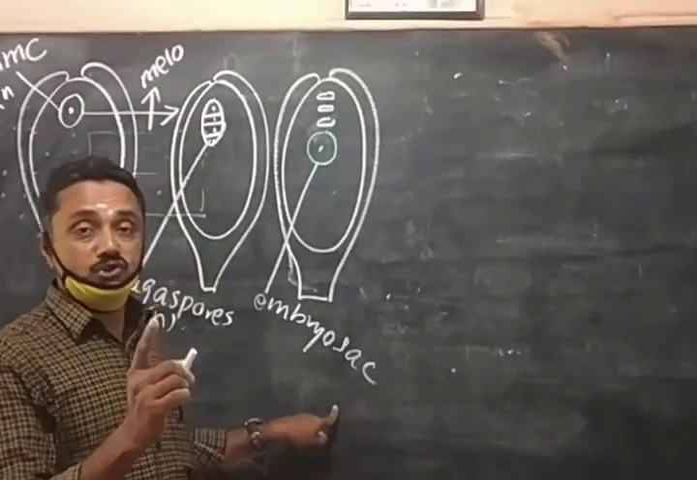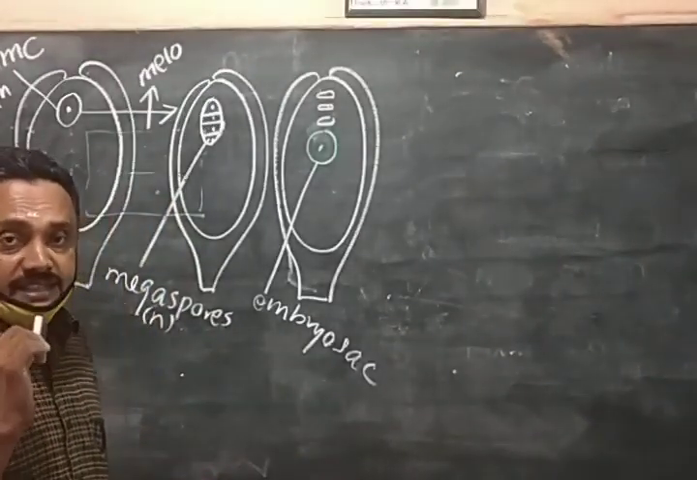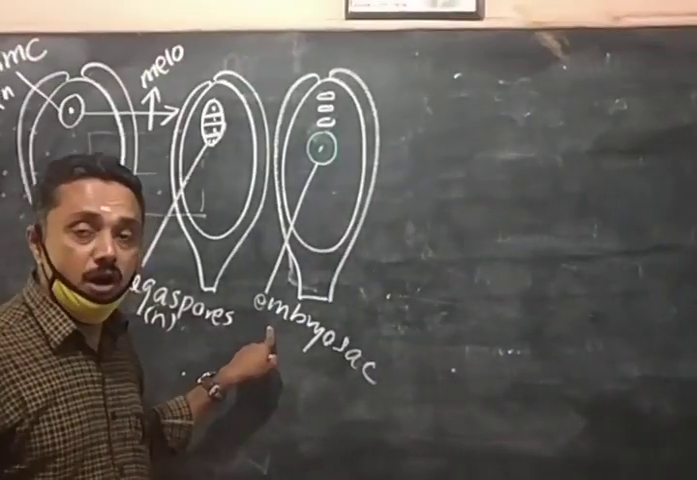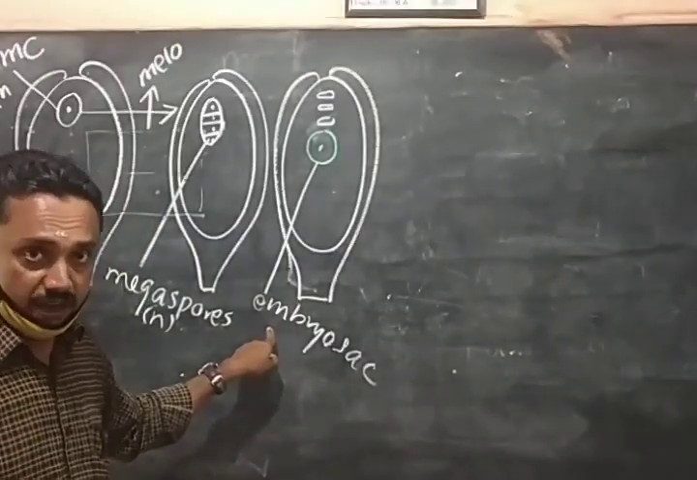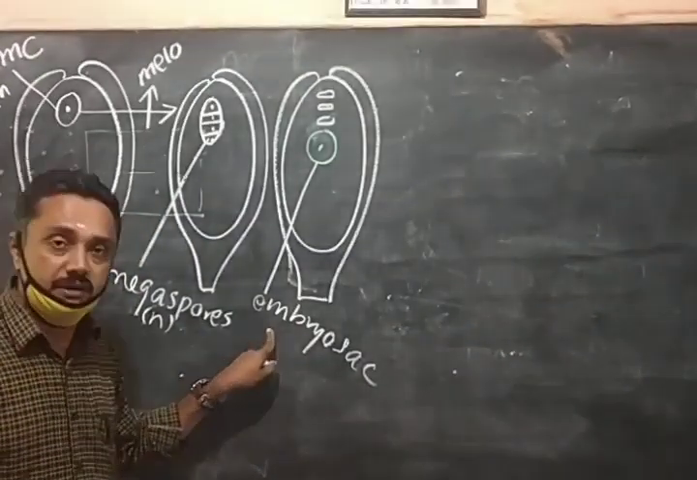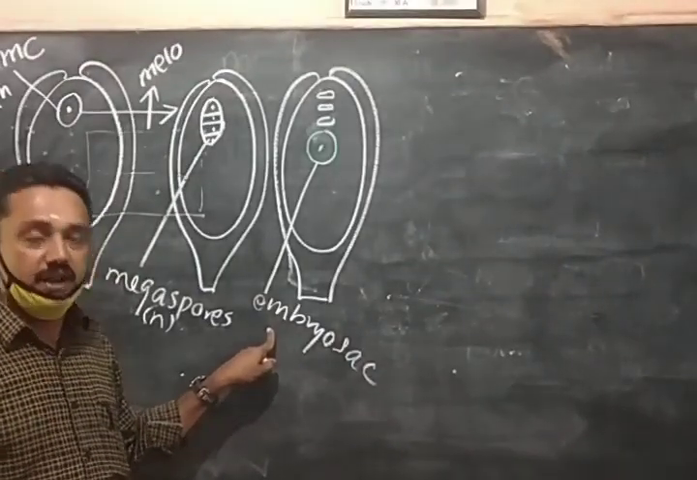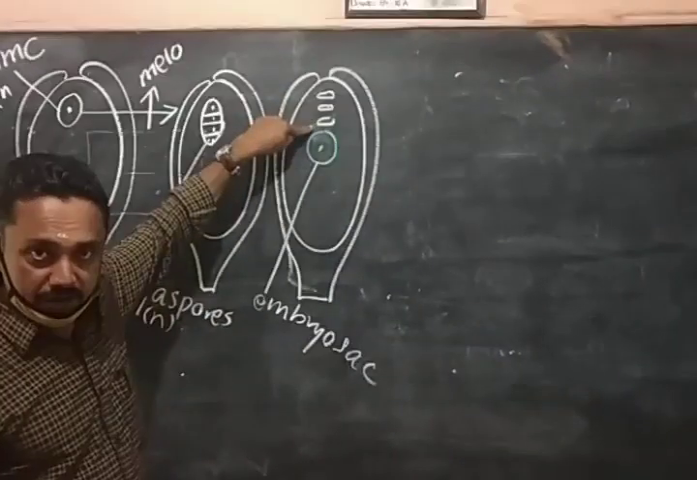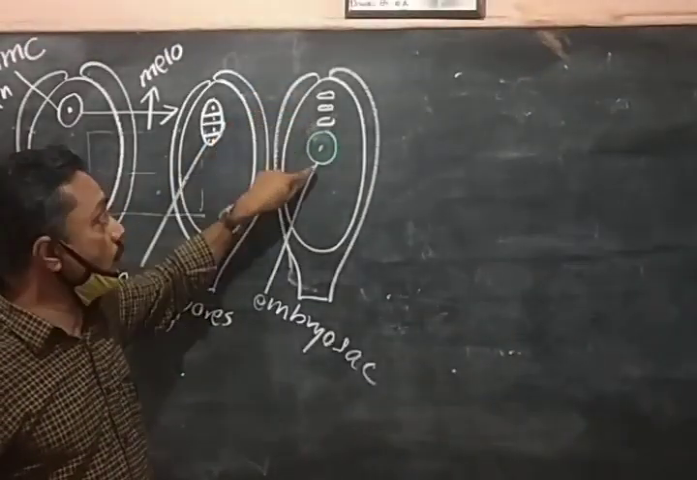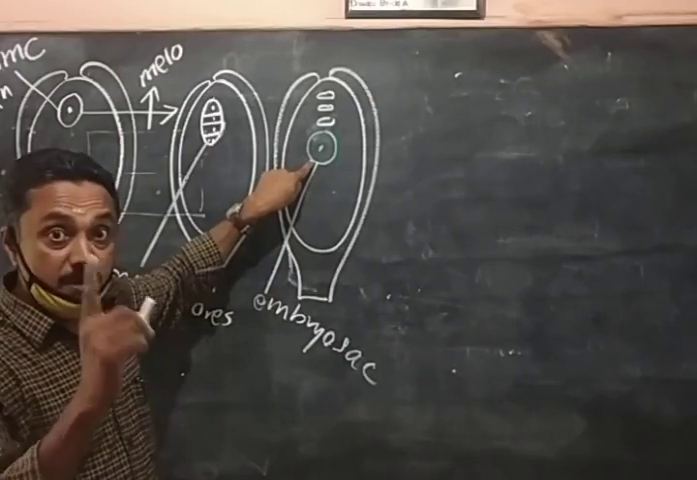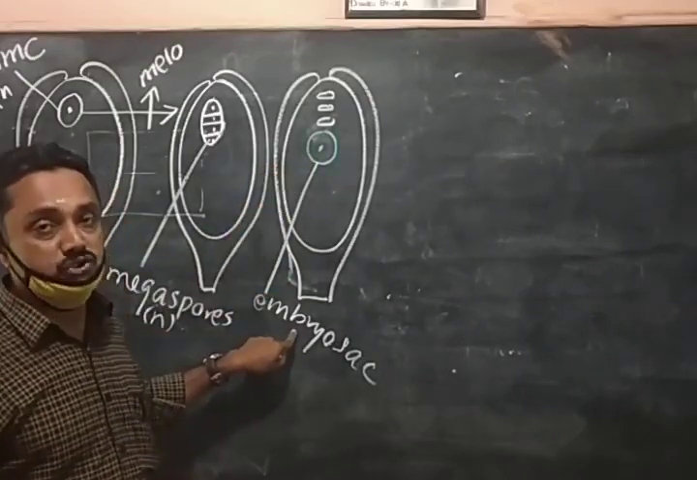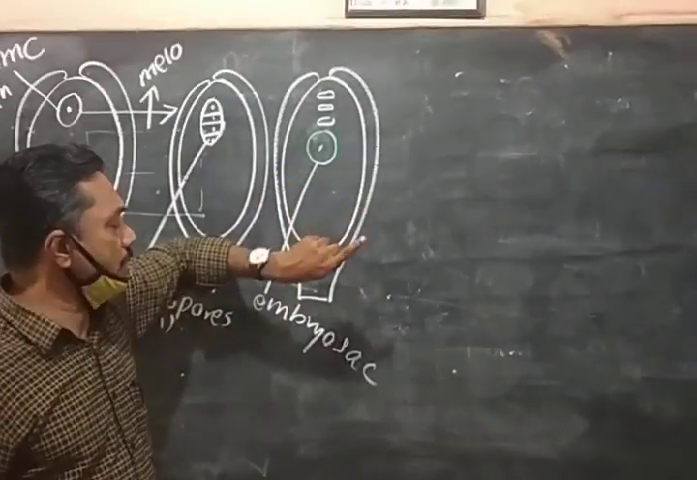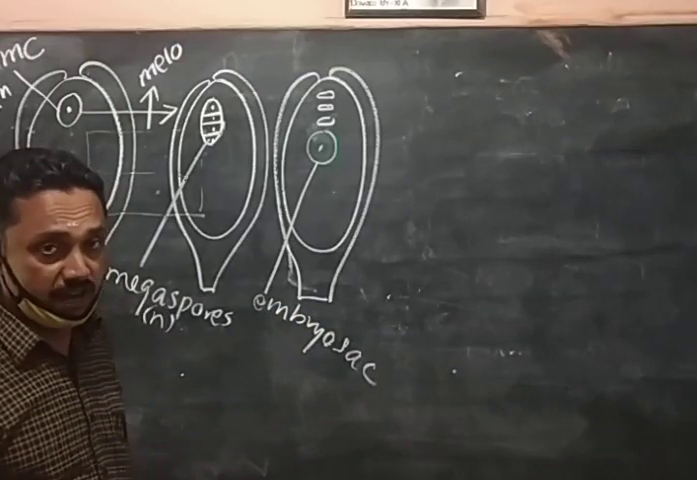This type of embryo sac development is most commonly seen in angiosperms, and it is called the monosporic type of embryo sac development. These questions are usually asked in competitive examinations: monosporic, bisporic, tetrasporic, etc. In most angiosperms, 3 are destroyed and 1 survives. This one surviving megaspore develops into the embryo sac later on.